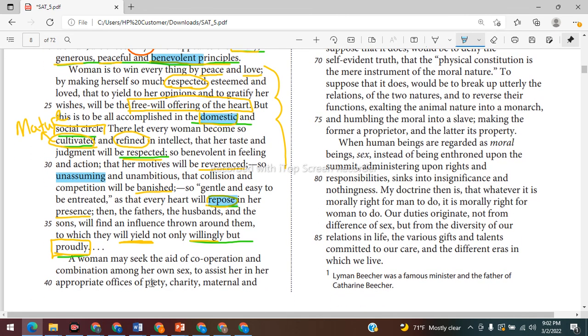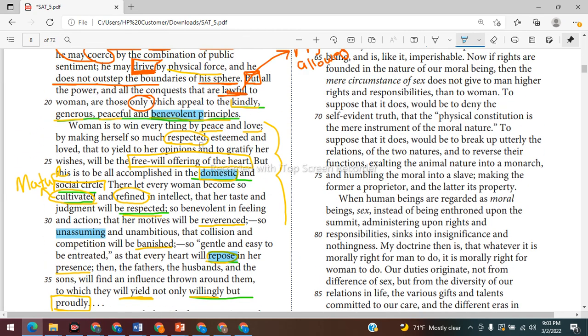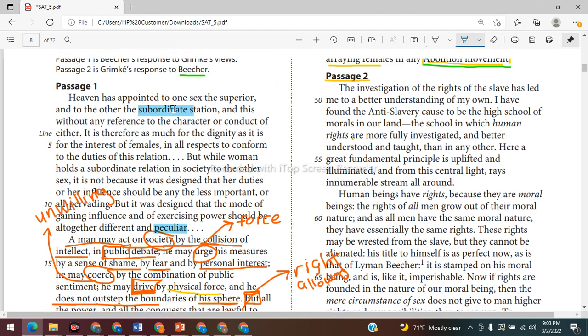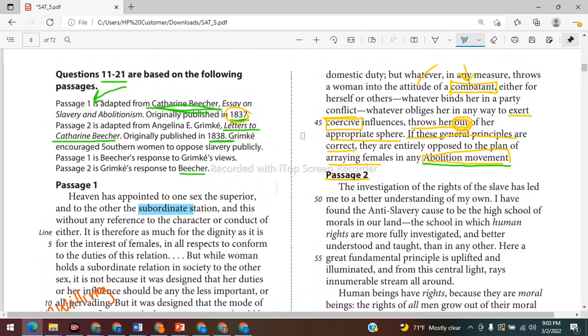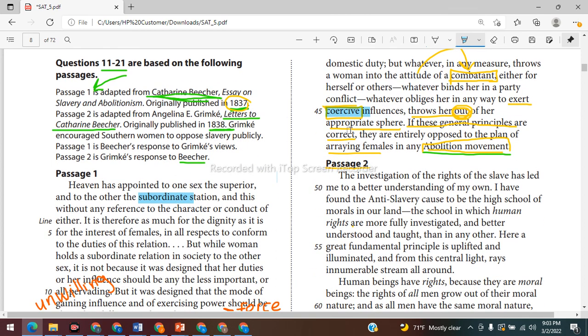Piety. Charity. And maternal. Those are very strong words. How many words is that? 1, 2, 3, 4, 5, 6, 7, 8, 9. Need one more. Coercive. 10.